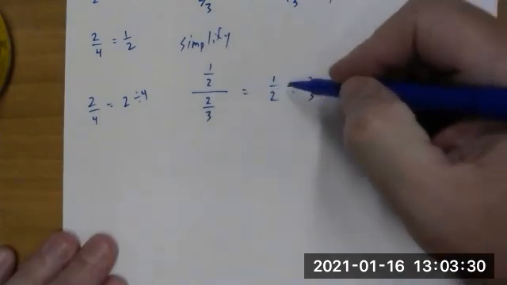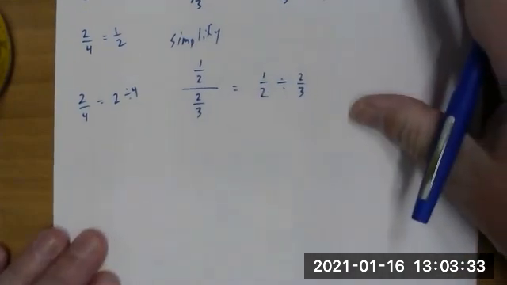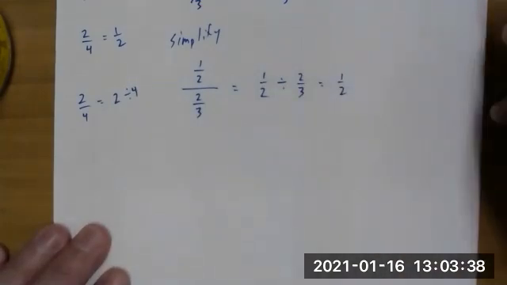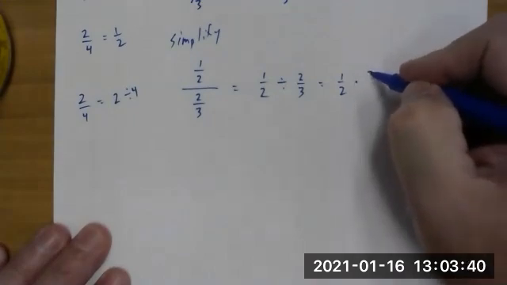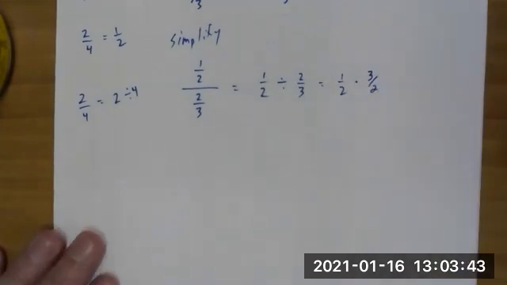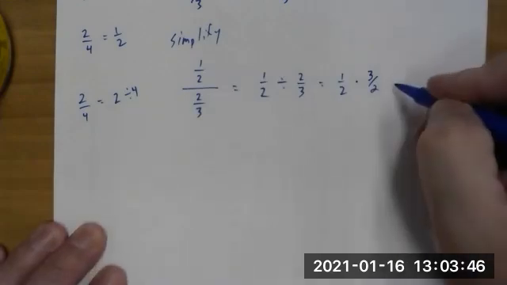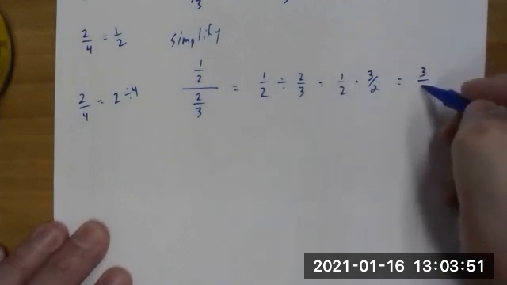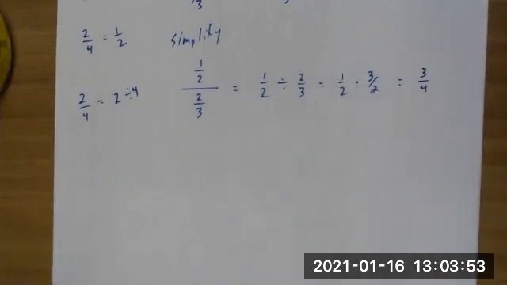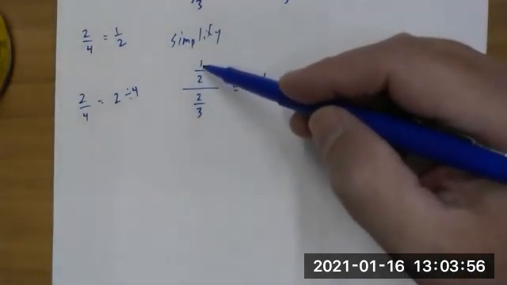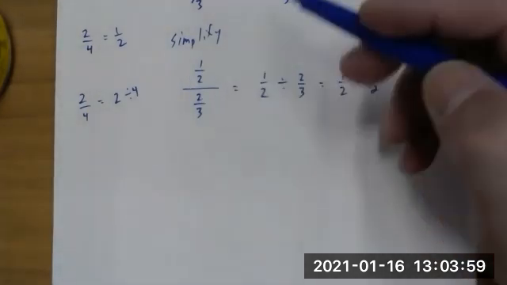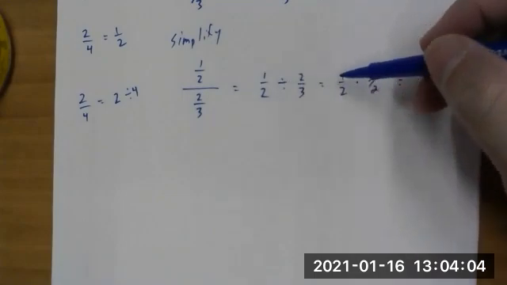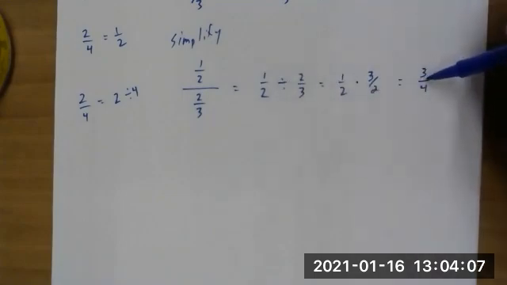So now I have a division problem of 2 fractions. And how do we divide 2 fractions? Well, you write the first fraction and you multiply by the reciprocal of the second fraction. So at this point, if you multiply these fractions, we get 3/4. So this complex fraction, 1/2 over 2/3, simplifies down into the fraction 3/4.